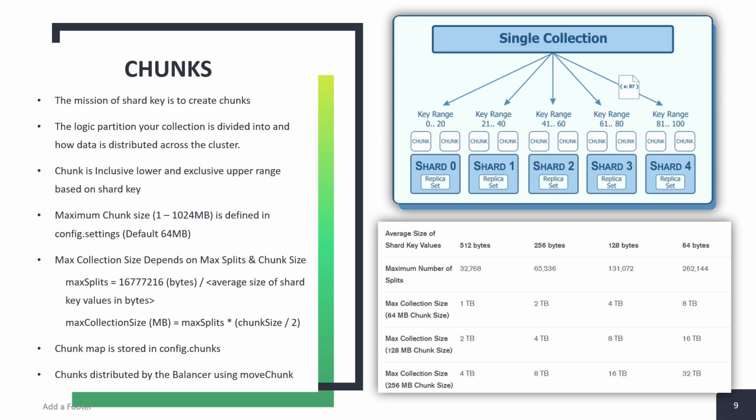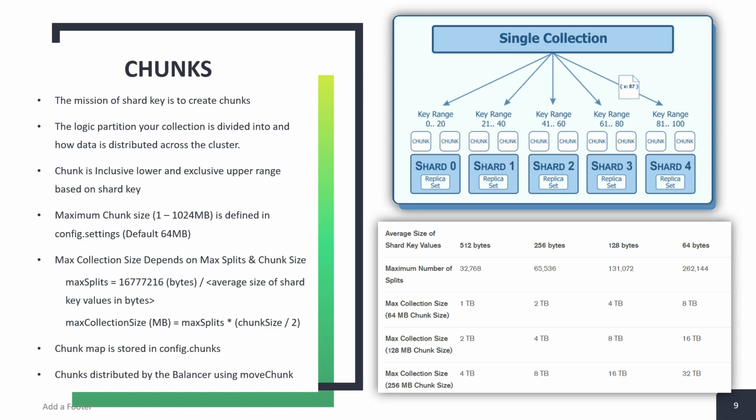The collection size depends on the maximum number of splits and the chunk size. The splits are based on the average size of the shard key value, and the maximum collection size is the multiplication of maximum splits and chunk size by 2. For example, if you have an average shard key size of 64 bytes and you specify a chunk size of 256 MB, then you can store up to 32 terabytes of data.